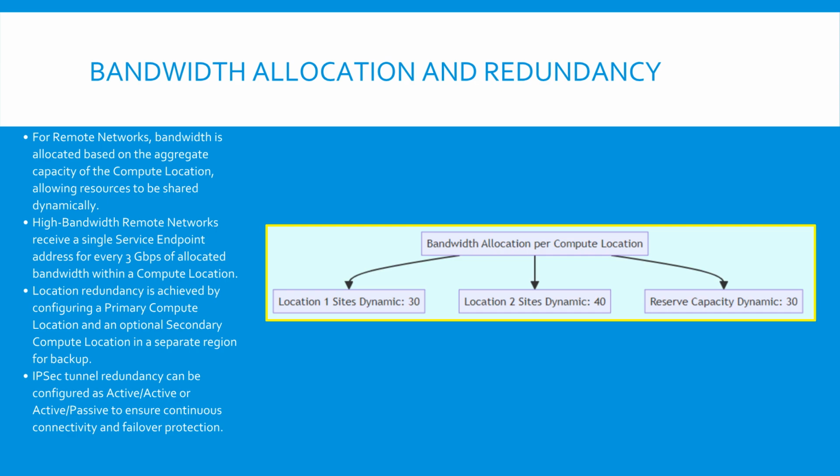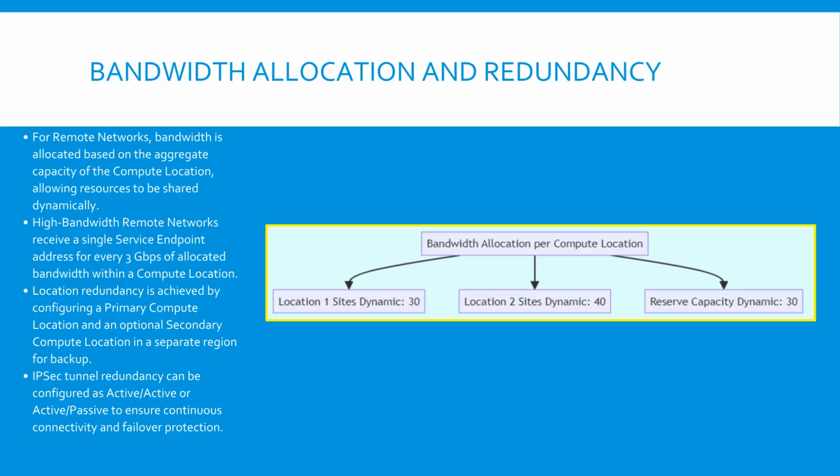Prisma Access supports location redundancy, where you select a primary compute location and an optional secondary compute location placed in a separate region for backup. Additionally, IPsec tunnel redundancy can be set up in an active/passive or active/active configuration to provide failover protection. What did we learn? Bandwidth is allocated centrally by compute location, and redundancy involves selecting primary and secondary compute locations or configuring IPsec tunnel failover.